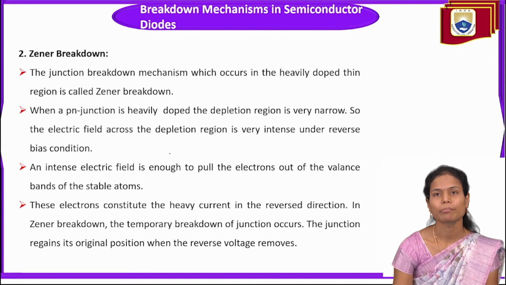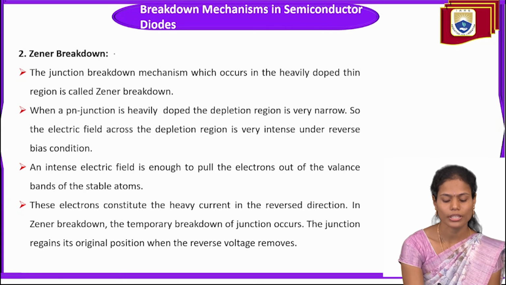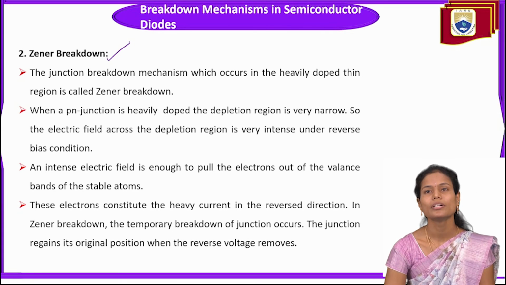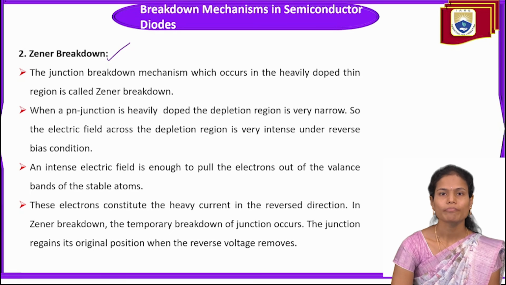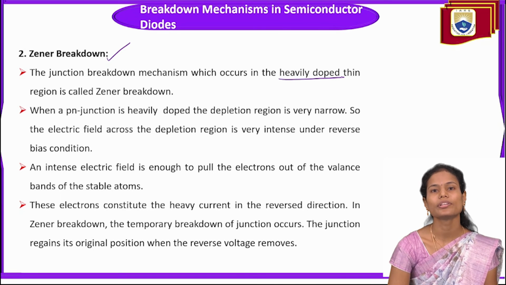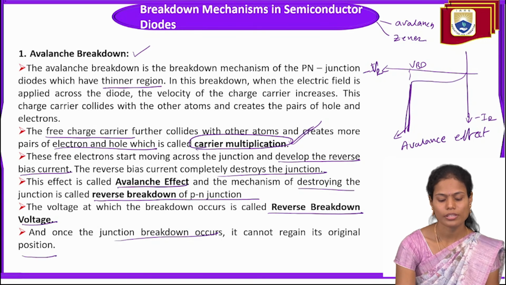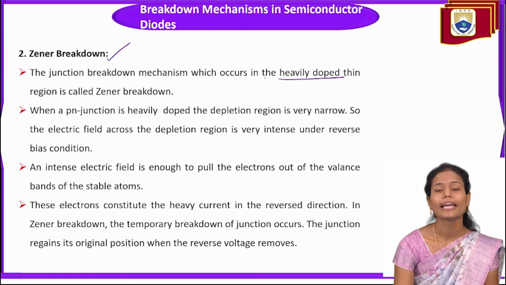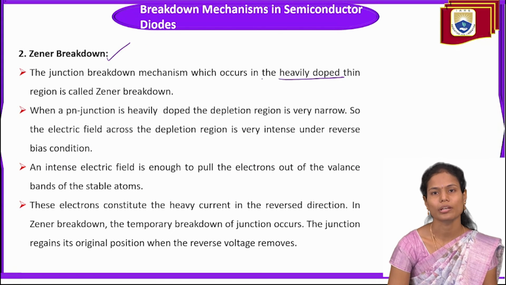The next type of breakdown we can expect in the PN junction diode is the Zener breakdown. This Zener breakdown mechanism occurs in heavily doped, thin regions. In this case it appears for thinner, heavily doped regions, and is called Zener breakdown.